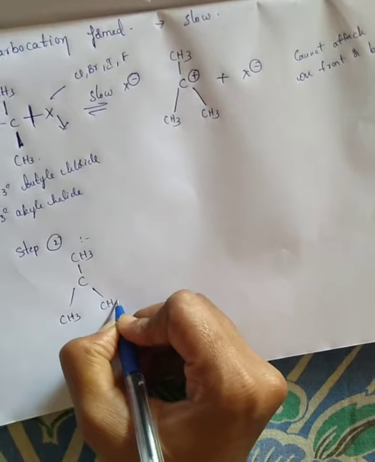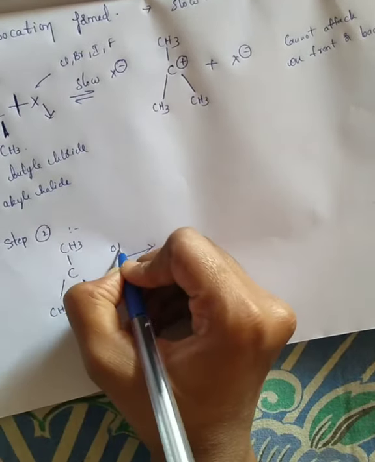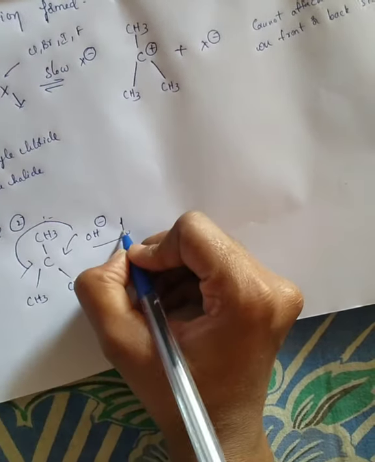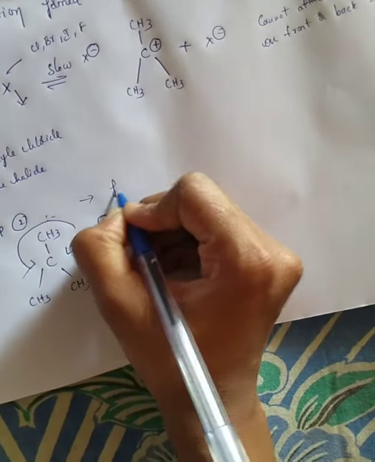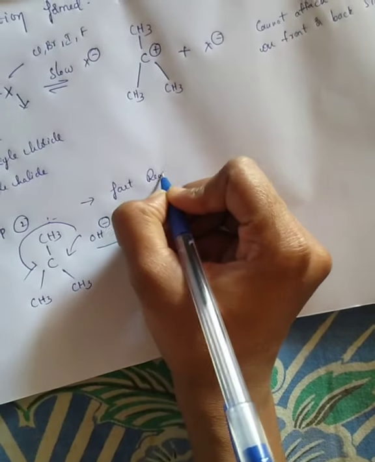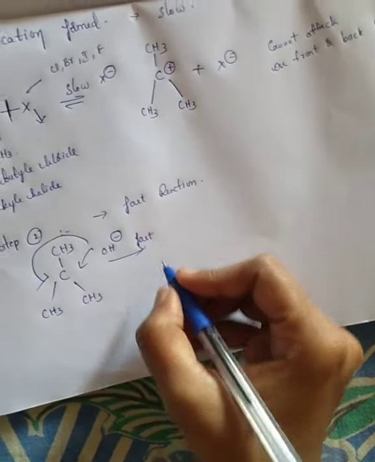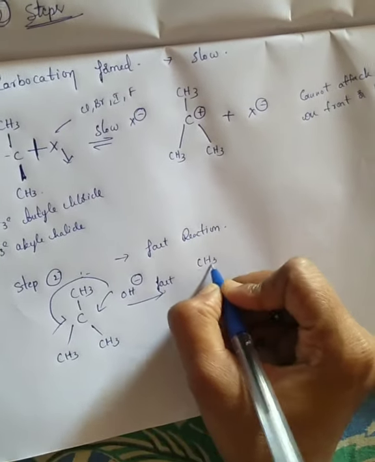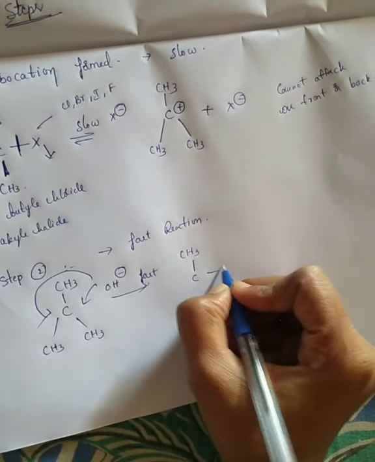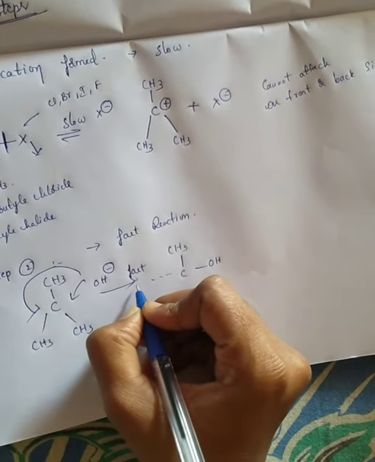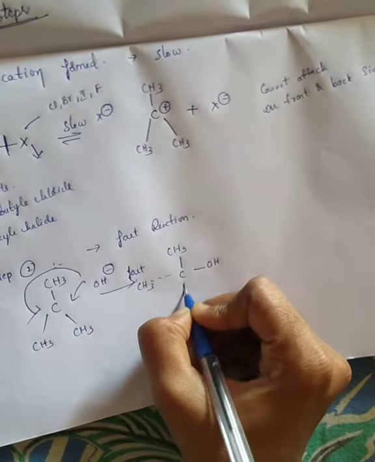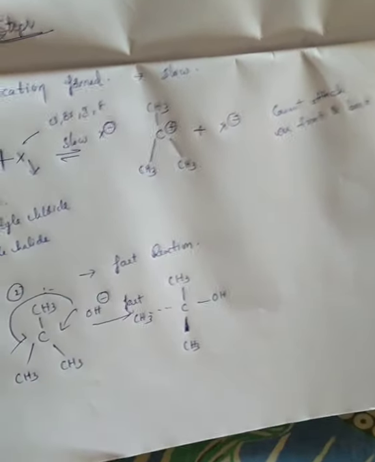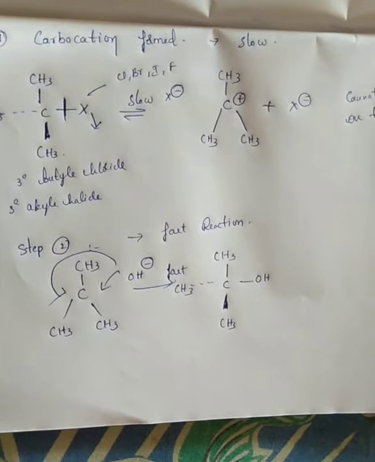The carbon and the 3 alkyl groups attached to it lie in one plane. They all lie in one plane, so that OH minus will attack from both front and back sides. As we know, it is a fast reaction, so it forms two products. Another main point to note is that here it is a symmetric molecule, so it gives two compounds which are similar.